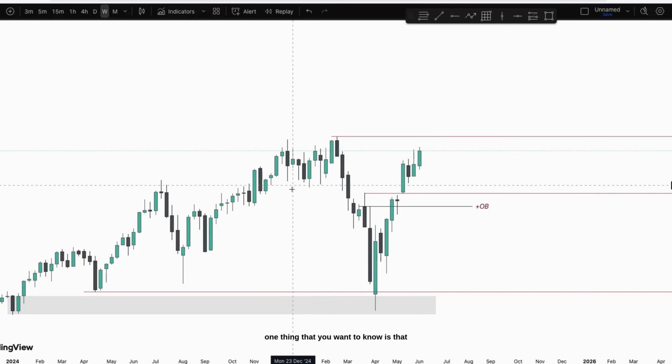All right, so one thing that you want to know is that you want to first see where did price react to, and what did it create after it reacted to that level, and where is it likely to go to? So what did it create will be how it will get to that level where price is likely to go to. I hope I didn't lose you there.